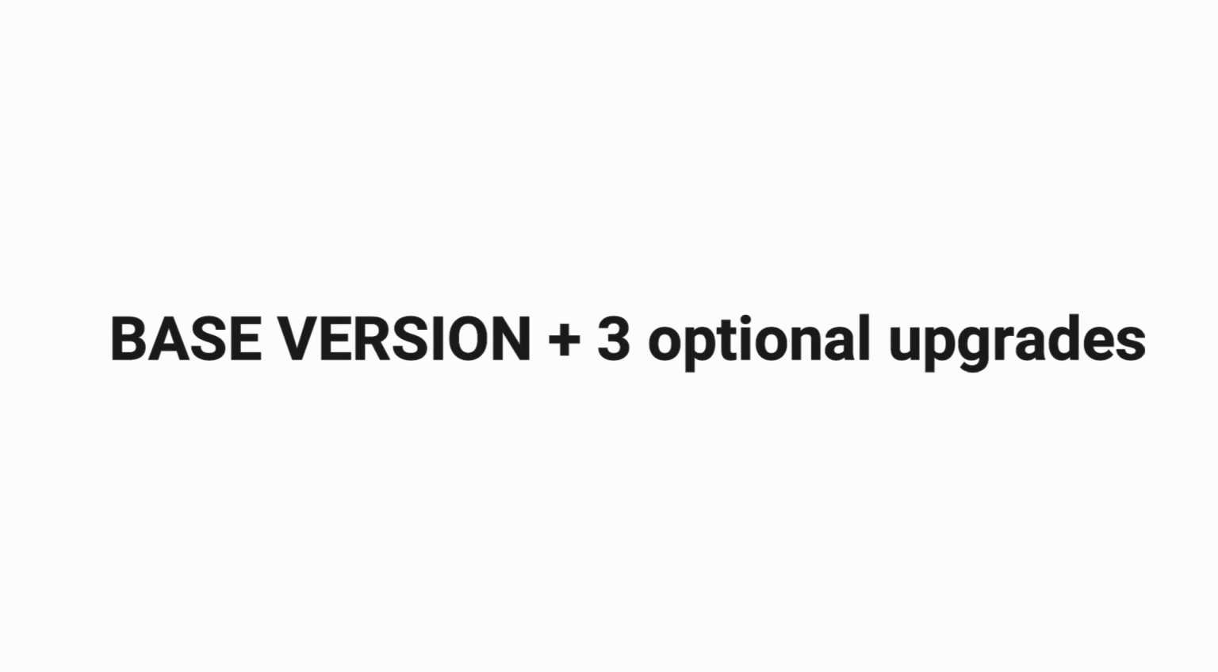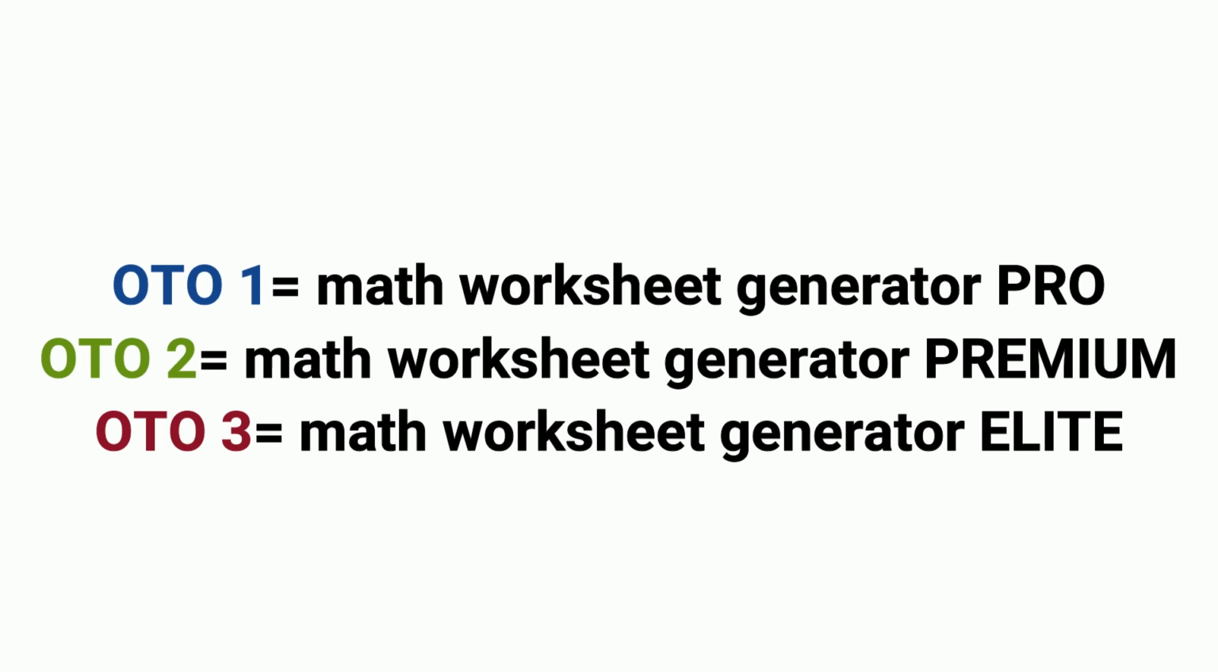Okay, so with the math worksheet generator software, there are 3 upgrades on top of the base version of the software. These upgrades are referred to as OTO 1, OTO 2, and OTO 3, which stands for one-time offer. These will also be referred to sometimes as Math Worksheet Generator Pro, Premium, and Elite. So regardless of these upgrades, you have to purchase the base version first. Then from there, you can mix and match the OTOs if you want them.